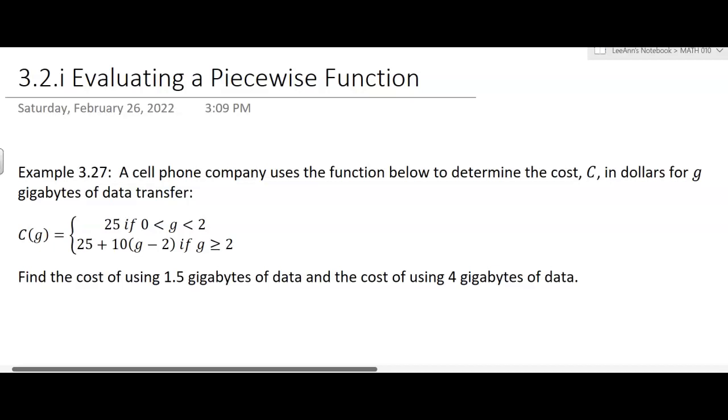Okay, so we're going to evaluate a piecewise function. They're going to give us some values for, not x this time, but g, and then we're going to use the piecewise function to get the output. They're going to give us input, we give them output.